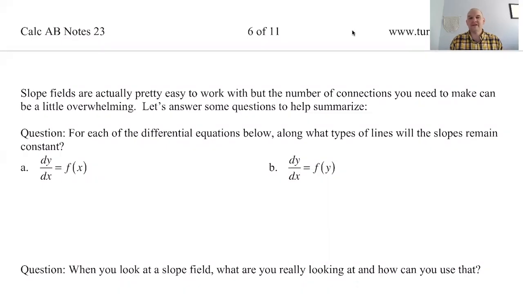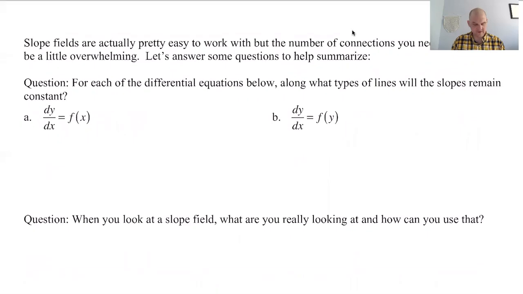All right, we're back. We're on Calc AB Notes 23. This will be page 7. We're talking about slope fields, and this page has a little bit of a summary on it, and that's probably a good thing because it's never bad to stop and summarize.